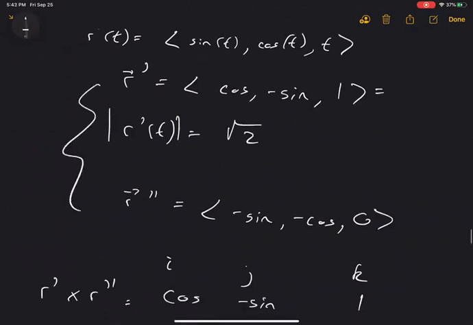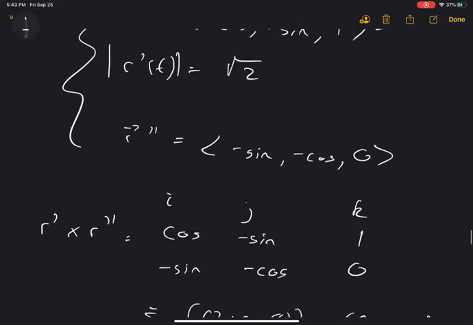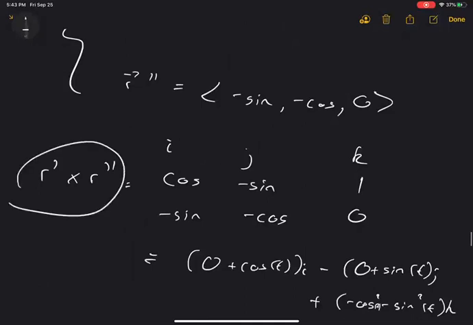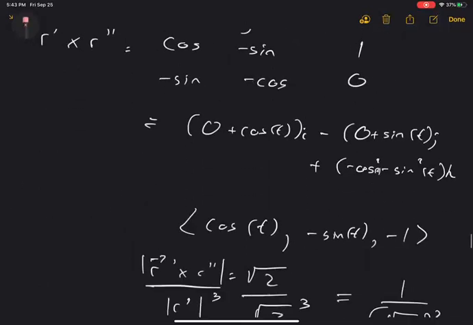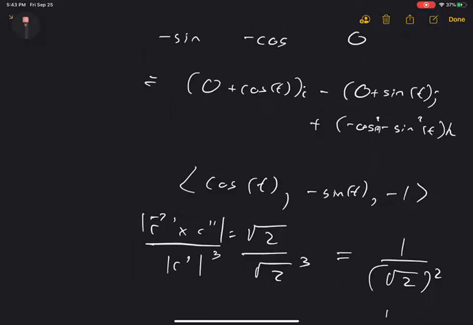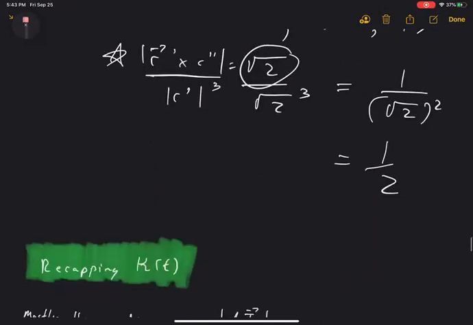So you find these three things, that's your first step. Then you find r prime cross r double prime, which gives you this vector. Then you find the magnitude, and that gives you square root of 2. Then you divide by the magnitude of r prime cubed, and you should get the answer.